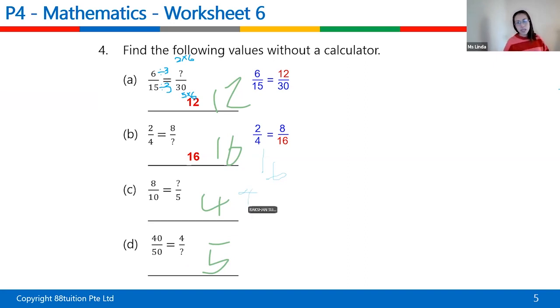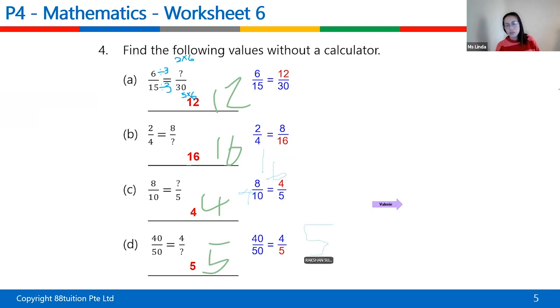All right, now 8 over 10, divide by 2, you get 5. 8 divided by 2, you get 4. Very simple. 40 over 50, 40 divided by 10 give you 4. 50 divided by 10 give you 5. Okay, if you divide the bottom by 10, you have to divide the top by 10 as well. Okay, it has to be the same. All right, good job. Let's go on to the next one.